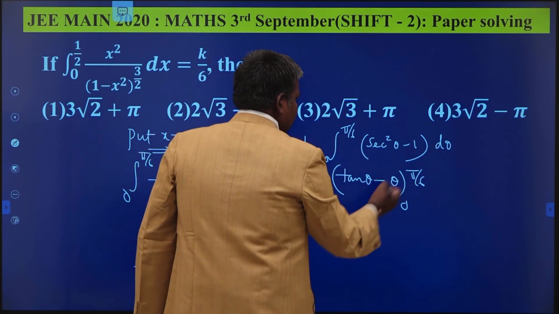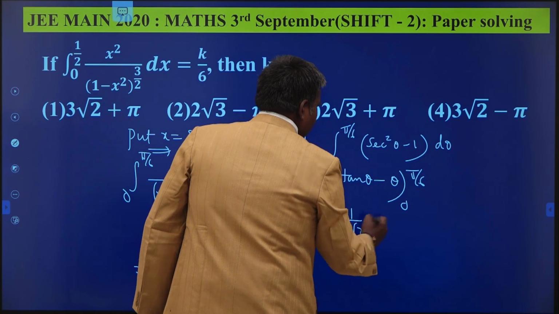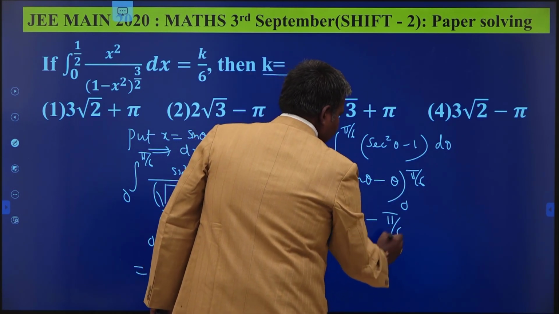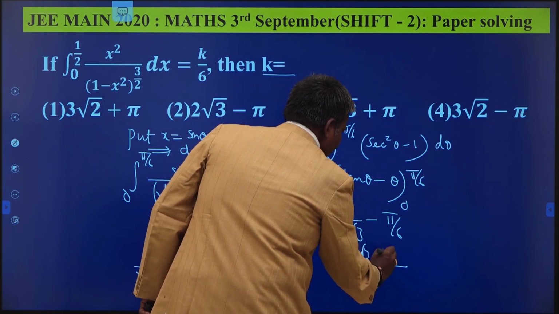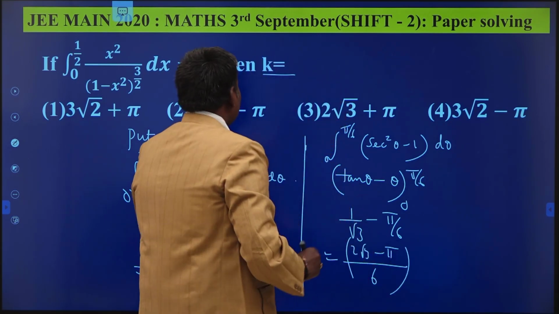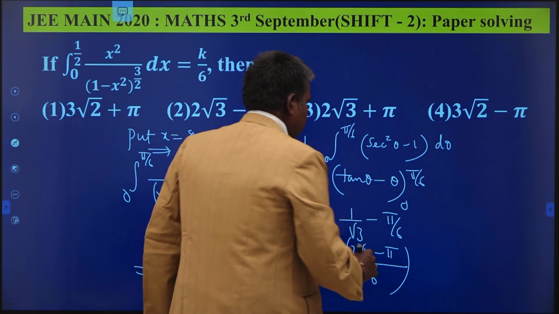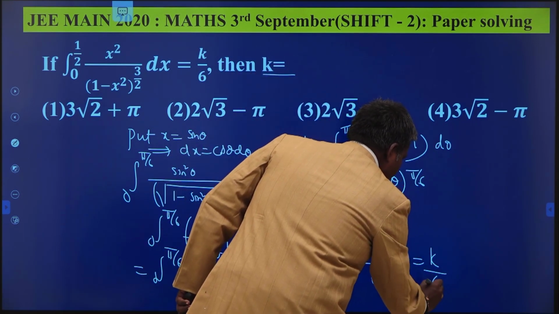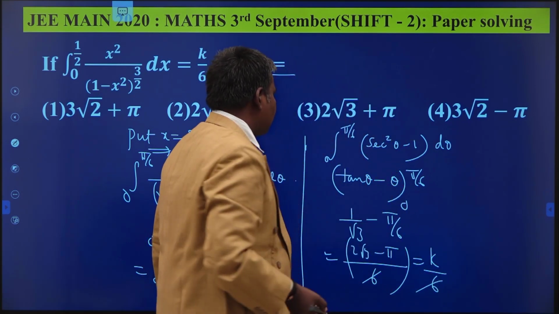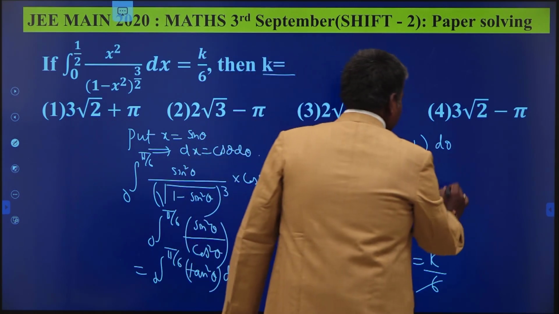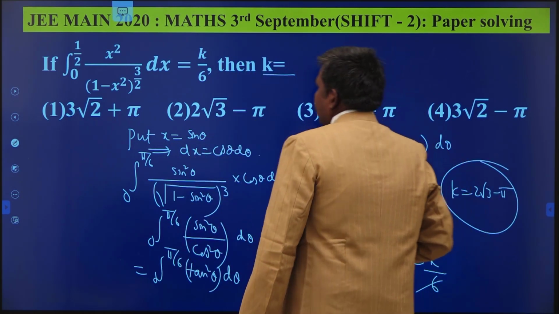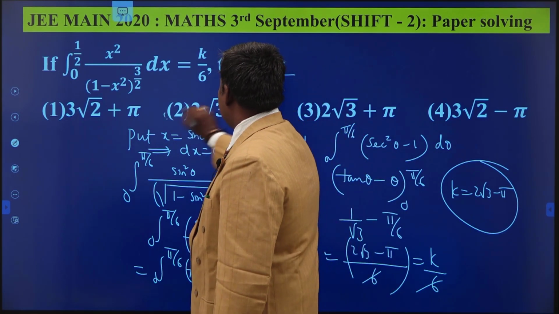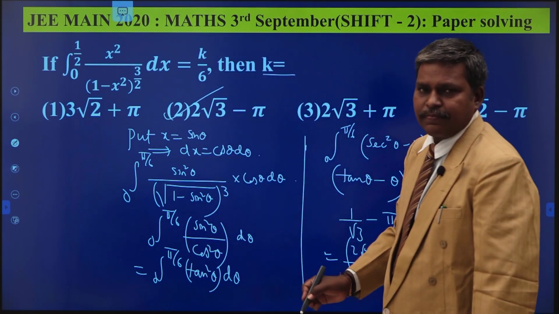Tan pi by 6, that is tan 30, is 1 by root 3, minus pi by 6. What is your LCM? 6. That is (2 root 3 minus pi) by 6. It is given to you as k by 6. 6 cancels, which implies your k value is 2 root 3 minus pi. This is the option. Okay.